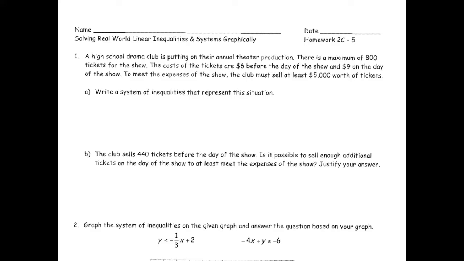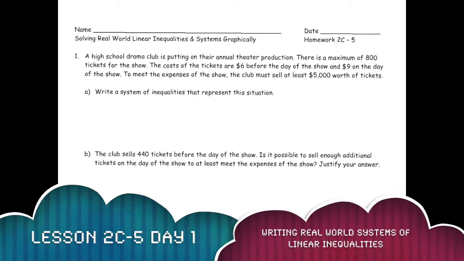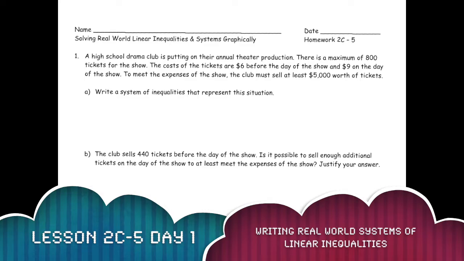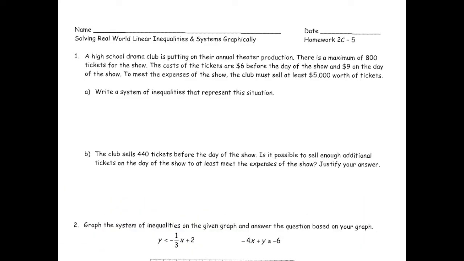Missed you today. All right, let's do the homework for 2C-5. A high school drama club is putting on their annual theater production. There is a maximum of 800 tickets. Now, maximum. It's important. We know there's only 800 tickets for the show. All right, you can't fit any more people in there.